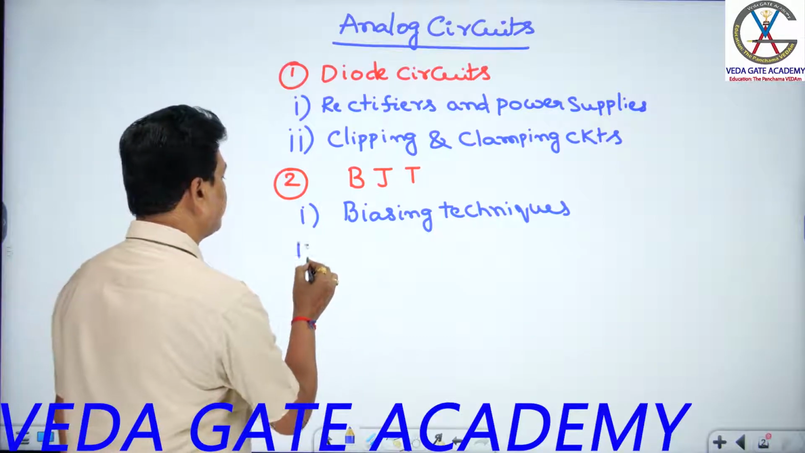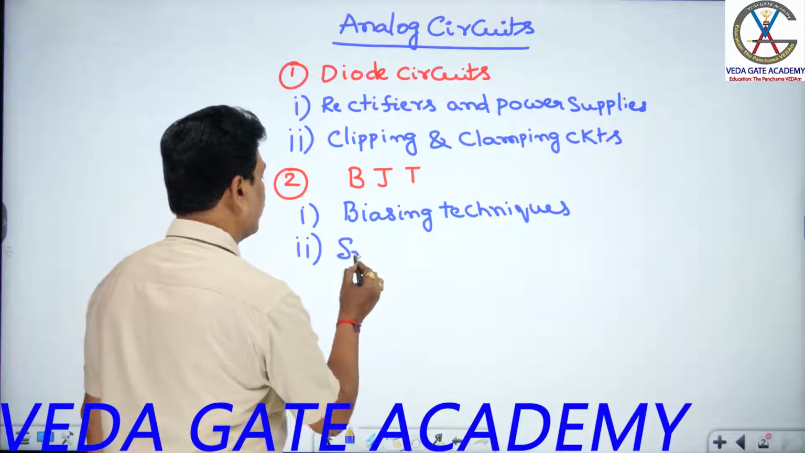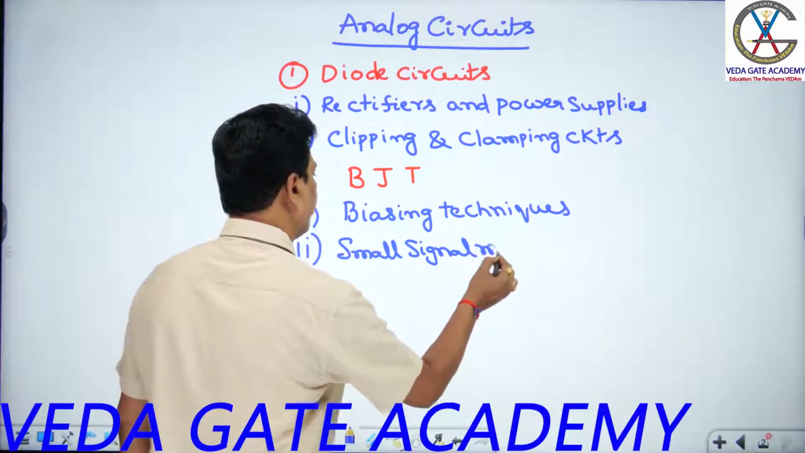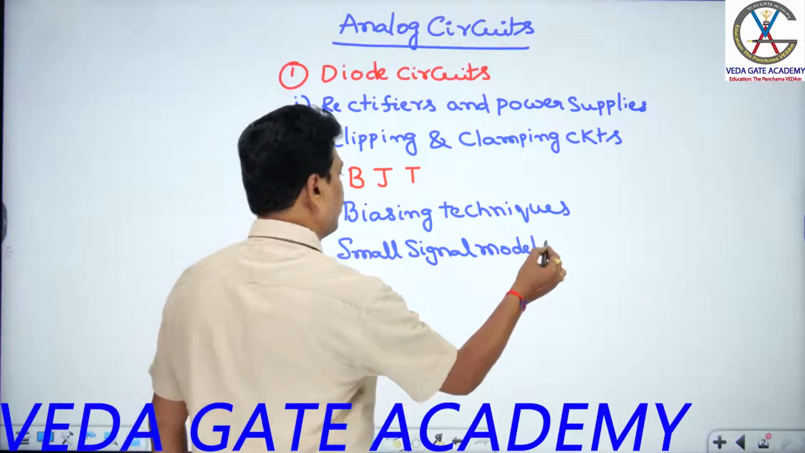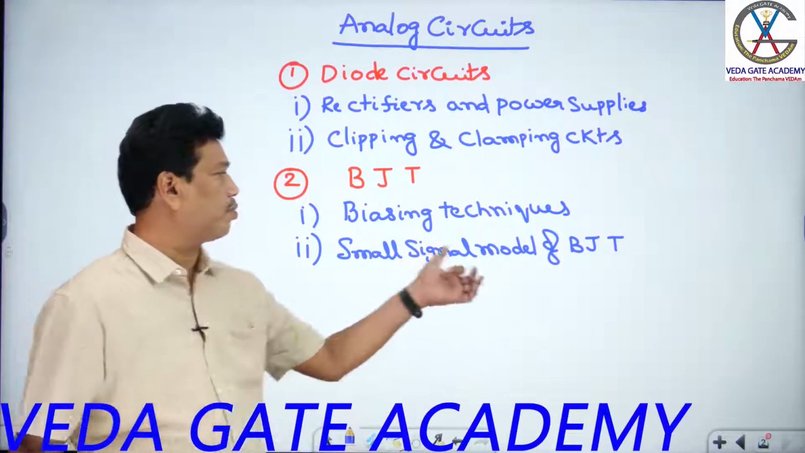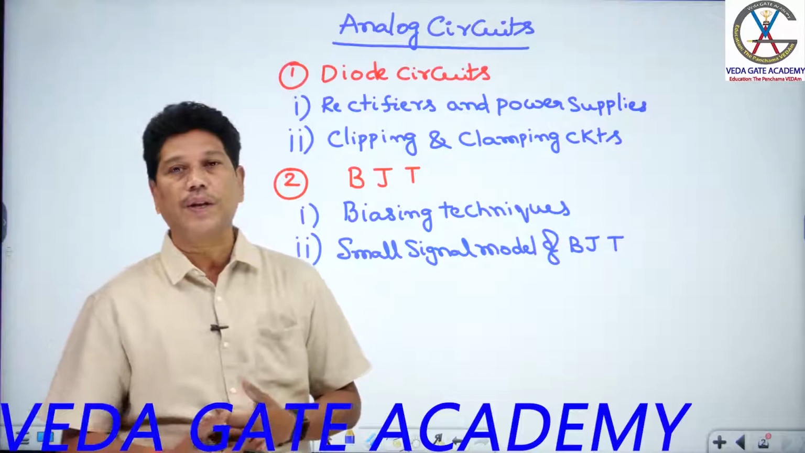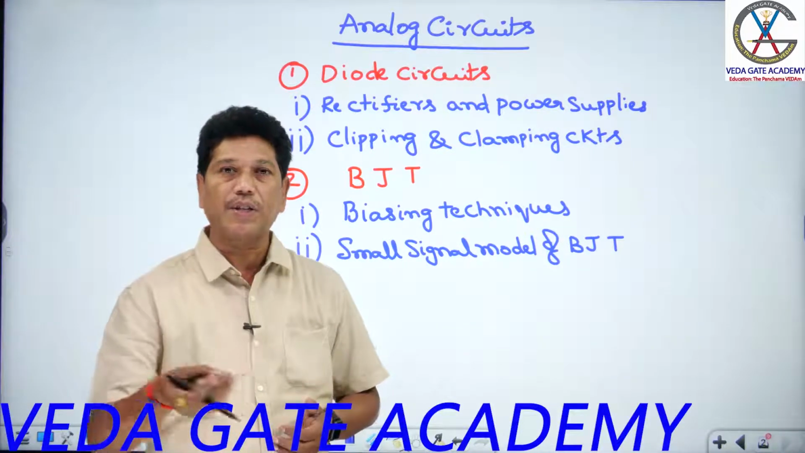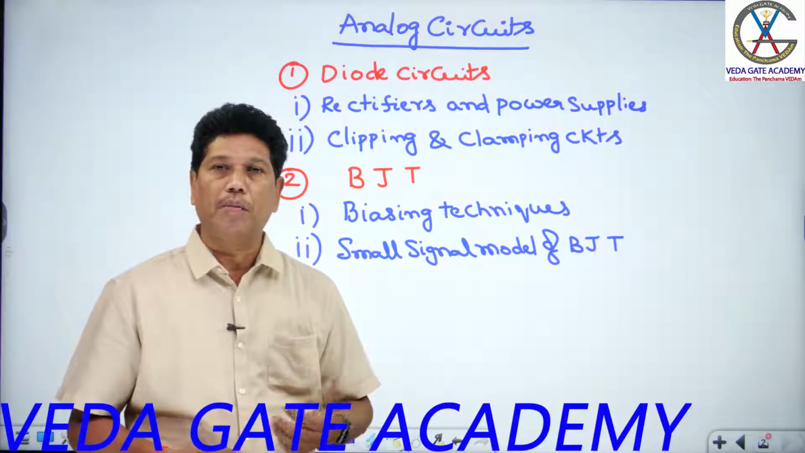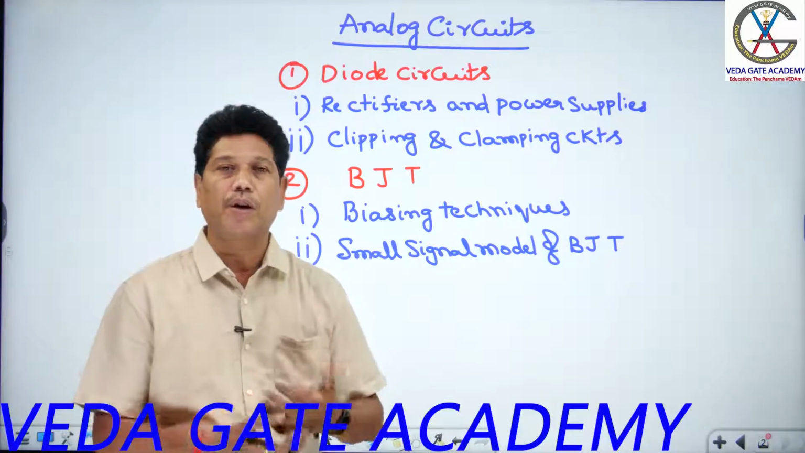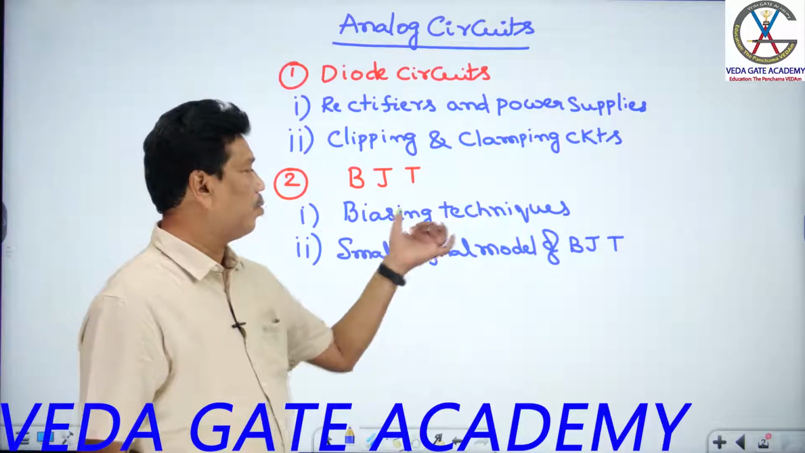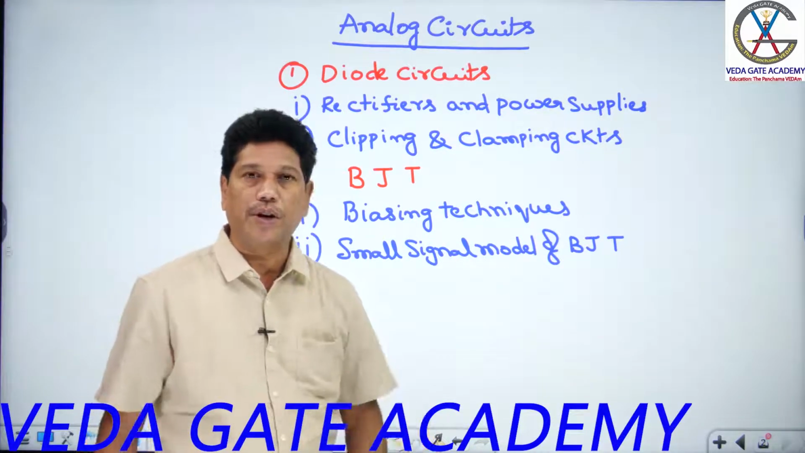Next one, students: small signal model of BJT. We are going to discuss the small signal model of a BJT. Right, what is the AC equivalent model of a BJT? Small signal low frequency model as well as high frequency model. There are different types of models: RE model, T model, hybrid model, hybrid-pi model, like this. Different types of small signal equivalent models of a BJT you can examine, students, under BJT. So biasing techniques and small signal model of BJT you can discuss.